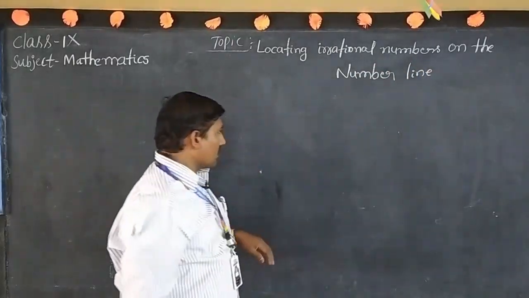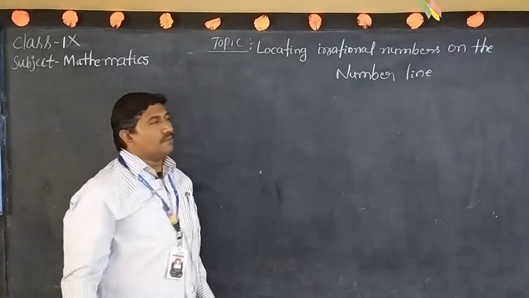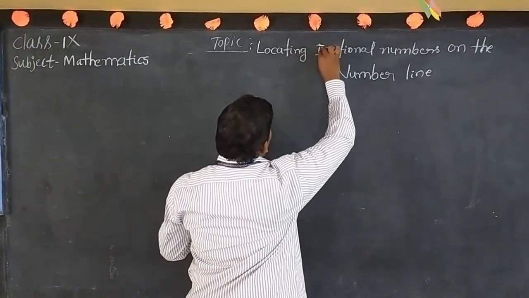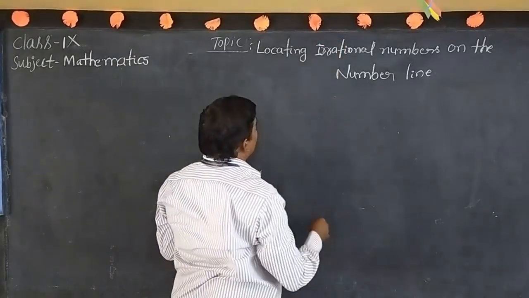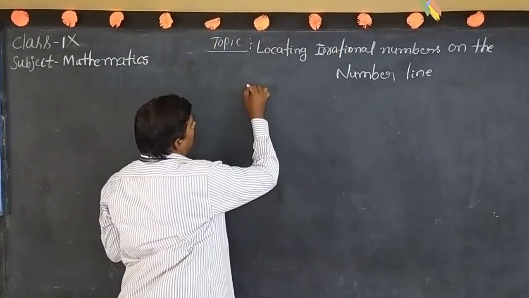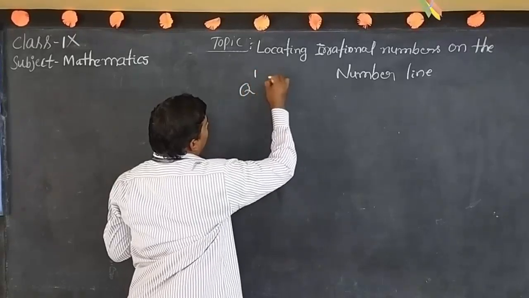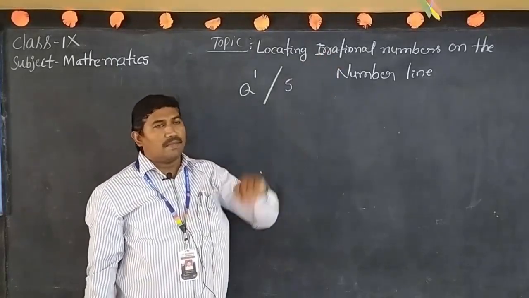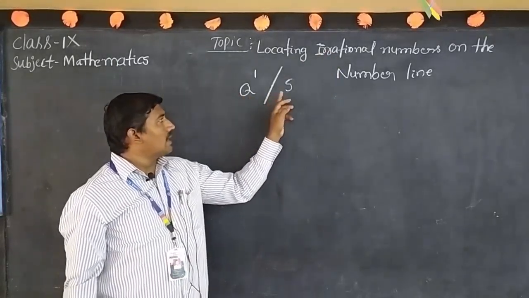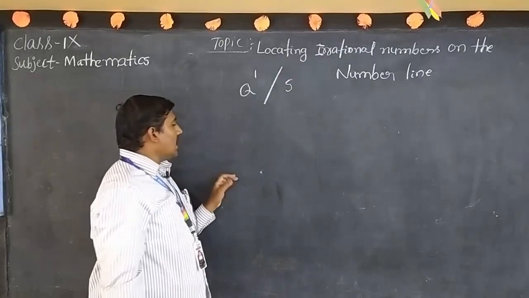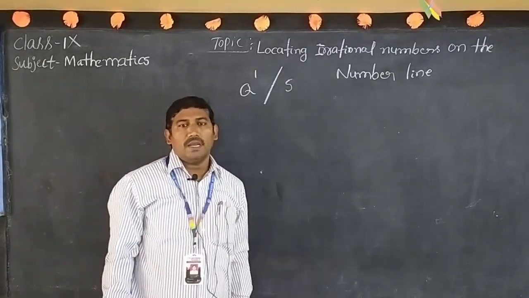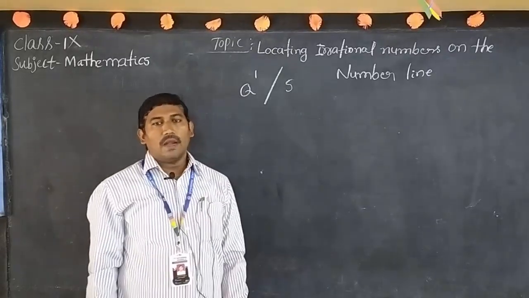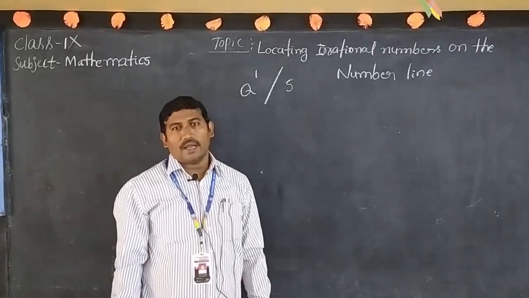Already we discussed irrational numbers. Irrational numbers means these are the numbers, the symbol denoted by Q dash or S. Okay, irrational numbers are non-terminating and non-recurring.